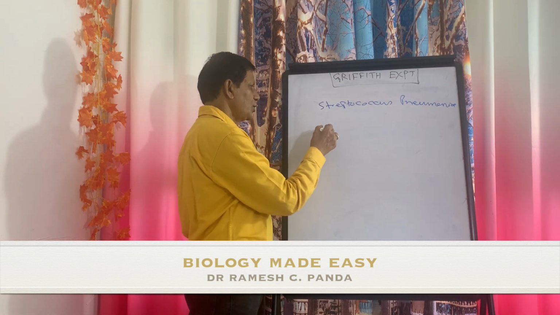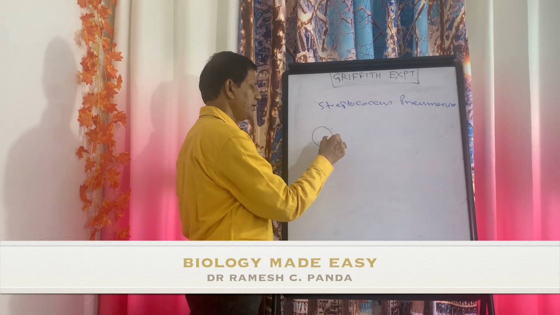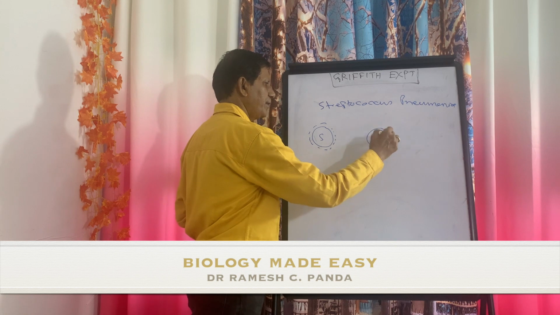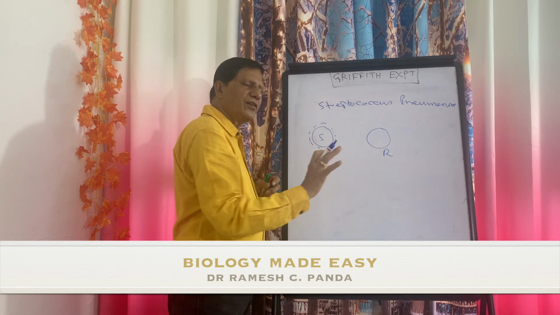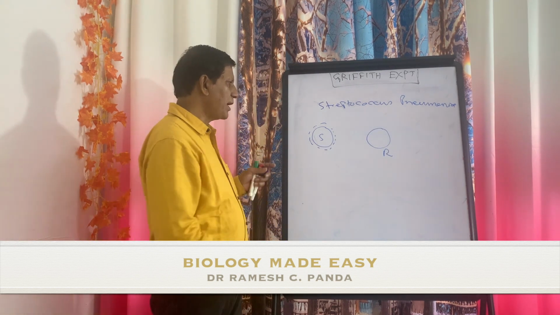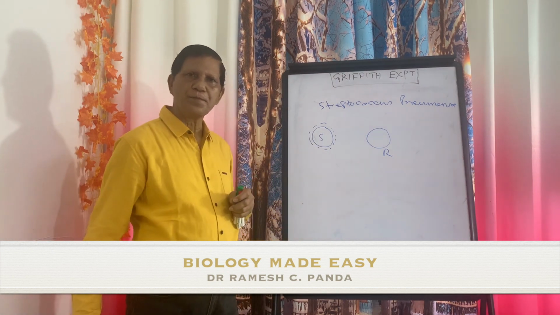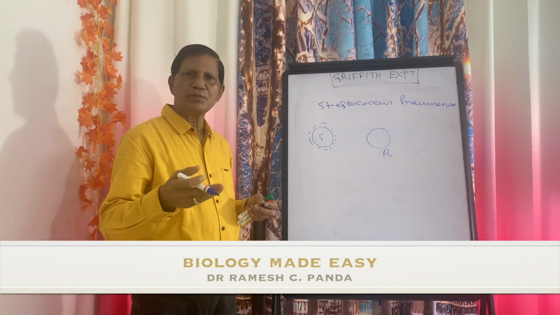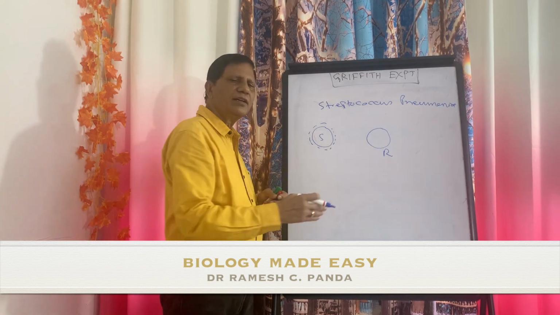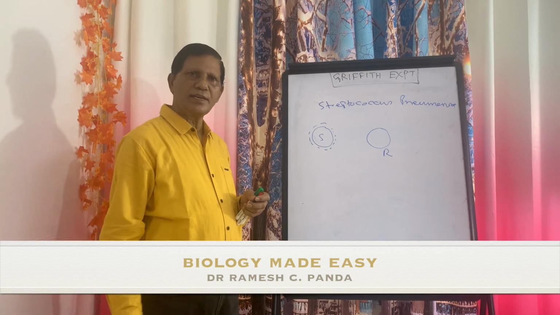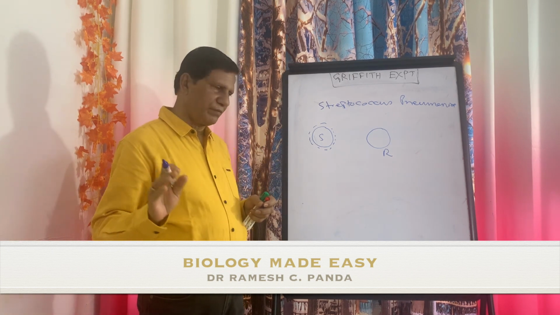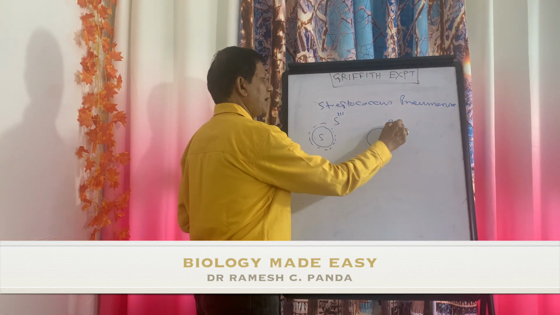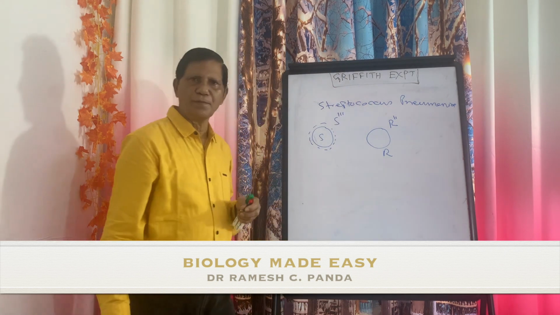One is a smooth form, around which there will be a capsule. It is S type. The other is rough, and this rough cannot cause disease. It is avirulent, while the S type is virulent. In S type, again there are different strains, S1, S2, S3, S4, like that. Similarly, in the R strain, there are R1, R2, R3. But for his experimental purpose, he took S3 type and R2 type, important from the examination point of view.